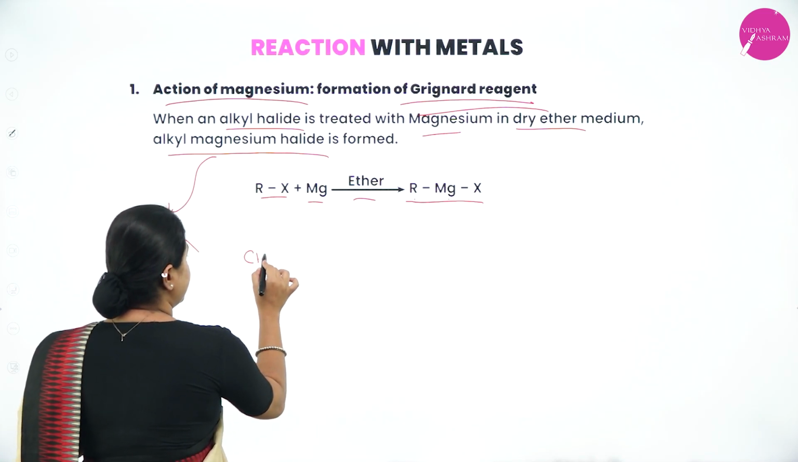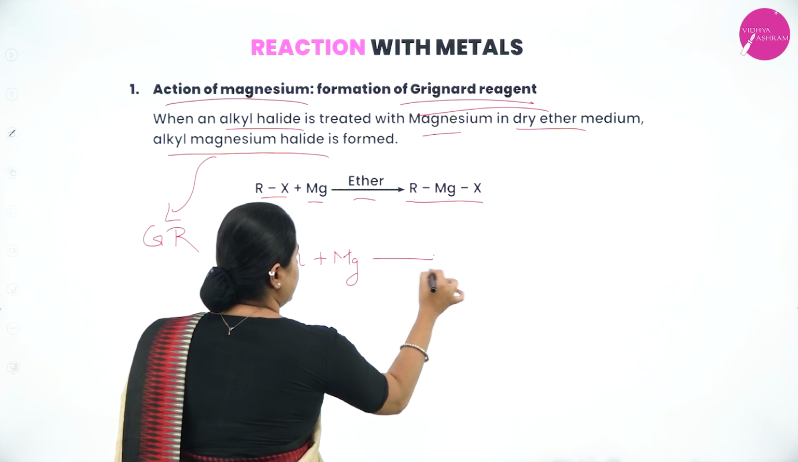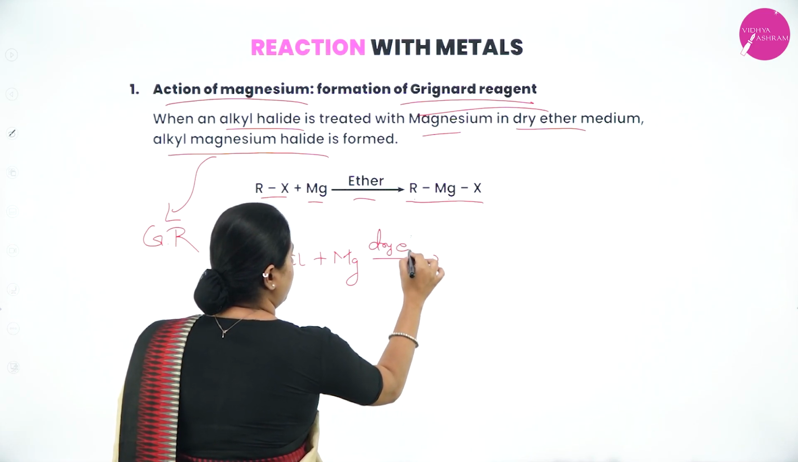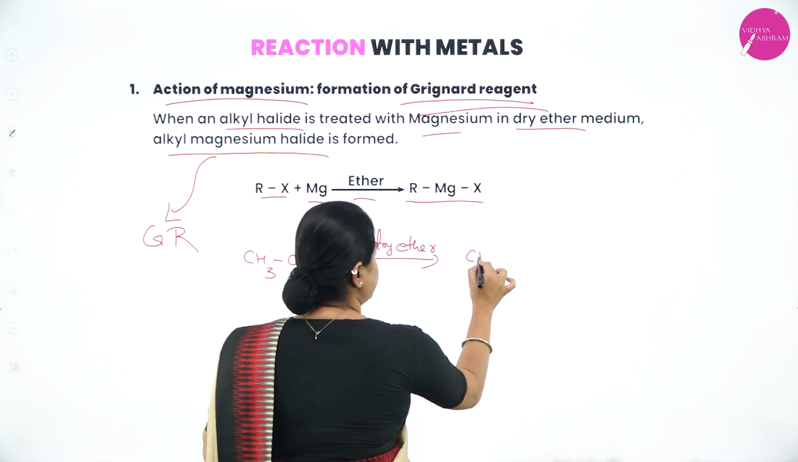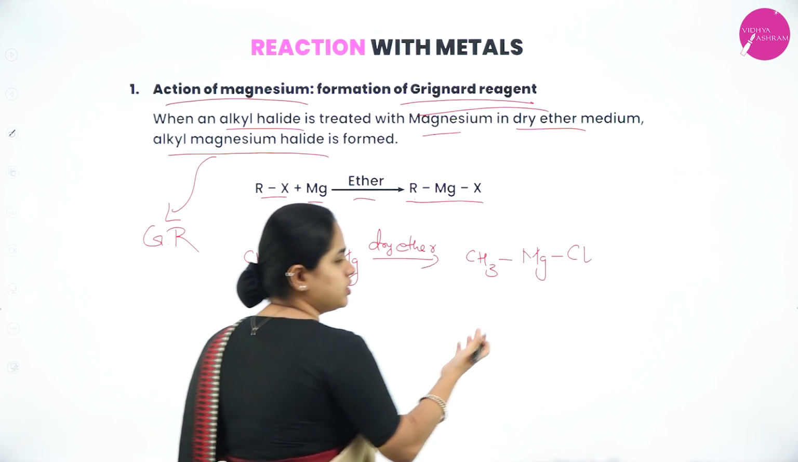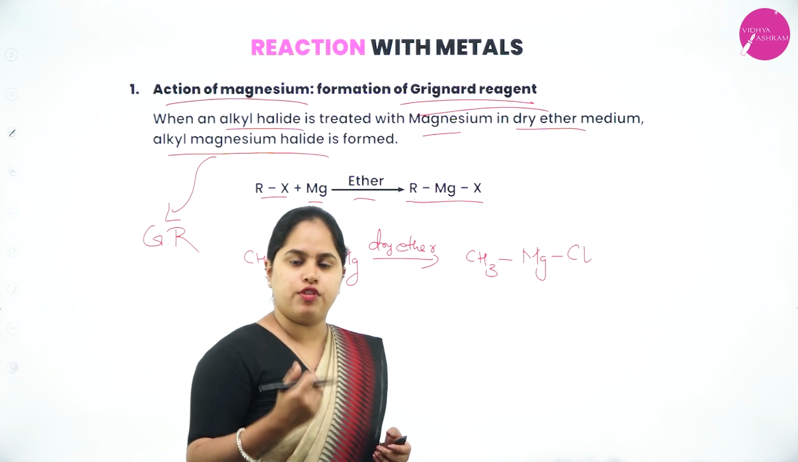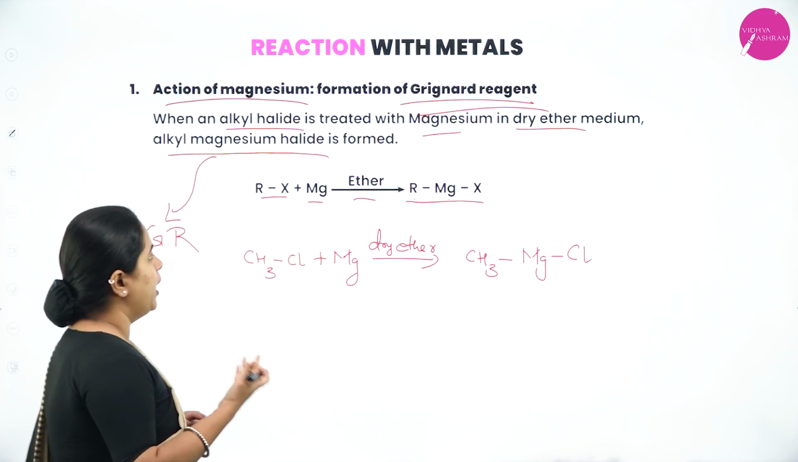For example, let's take CH3Cl in presence of magnesium, in presence of dry ether. What happens? You will get CH3MgCl. Okay, so this is one example of a Grignard reagent. So this is the first one, that is reaction with magnesium.